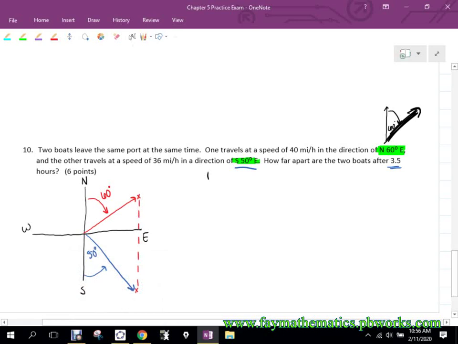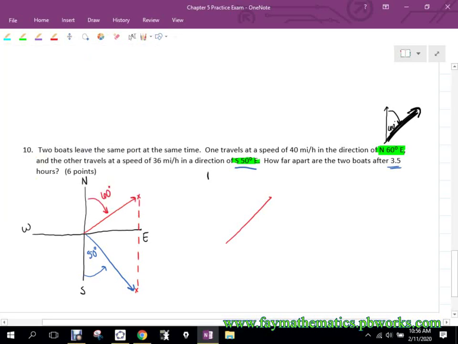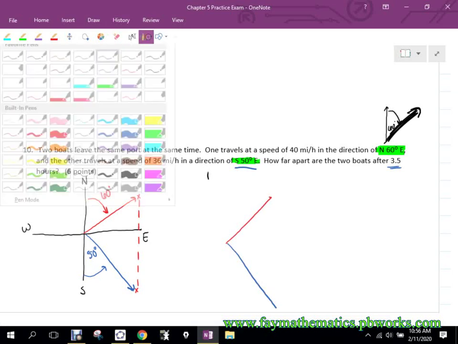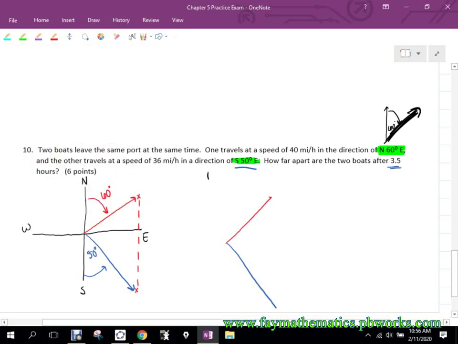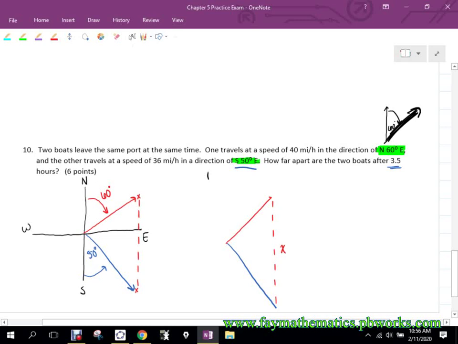If we pull this apart and just kind of remove it from the coordinate plane, we kind of have this triangle here where we're trying to find that distance. So that's our unknown. So that means everything else we should kind of really know.